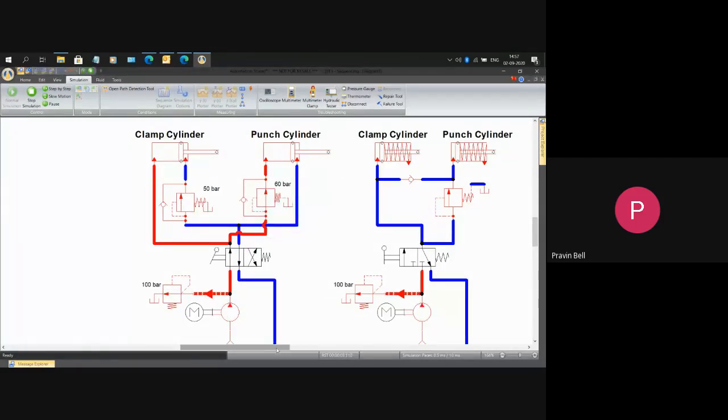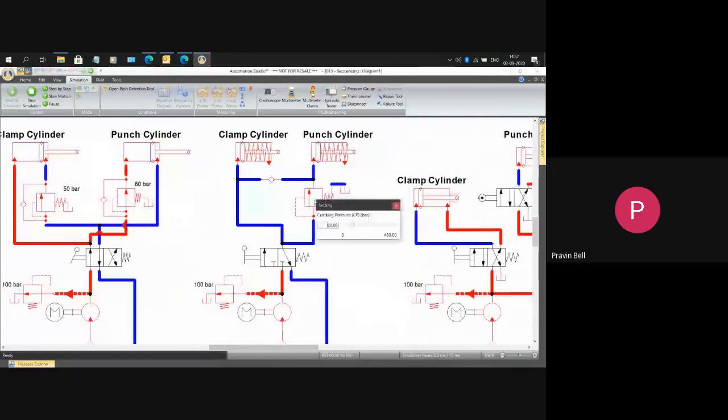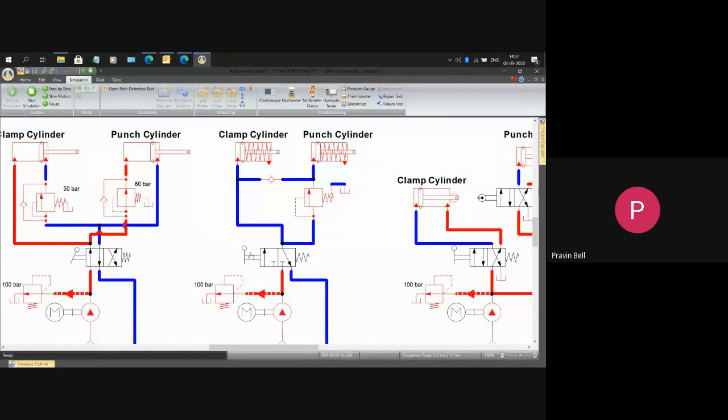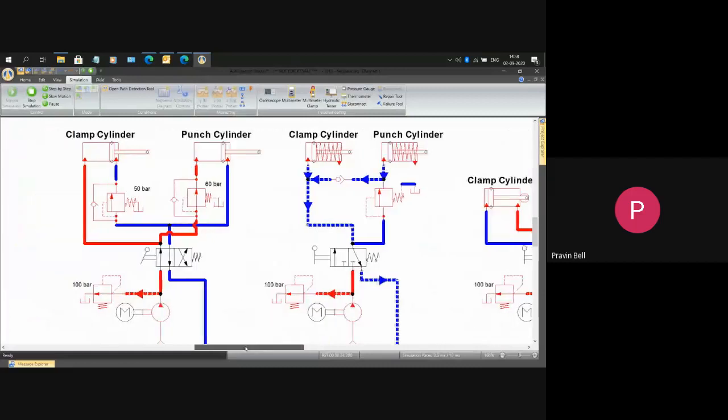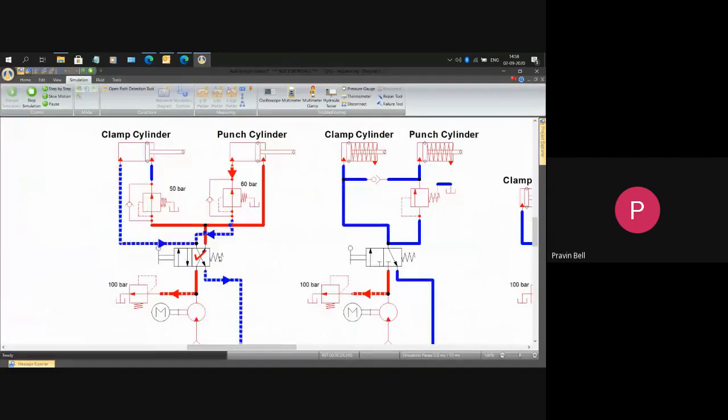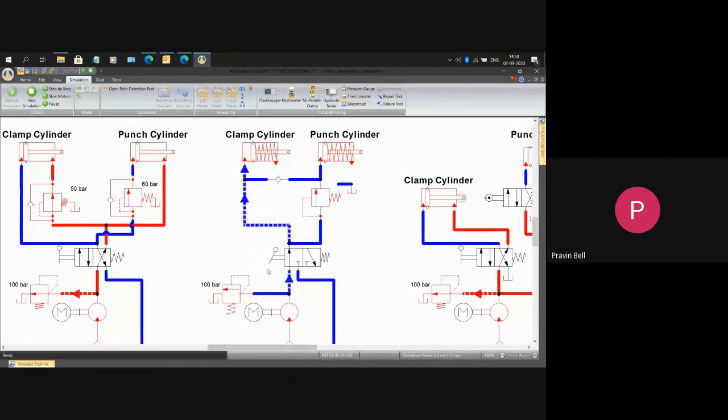In the second circuit, there's only one sequence valve. But in this circuit, what will happen is first piston, second piston, but during retraction, both will come back together. Whereas in the first circuit, in the reverse direction, one will come back, then the second one will come back. Here, both will come back together in the second circuit.